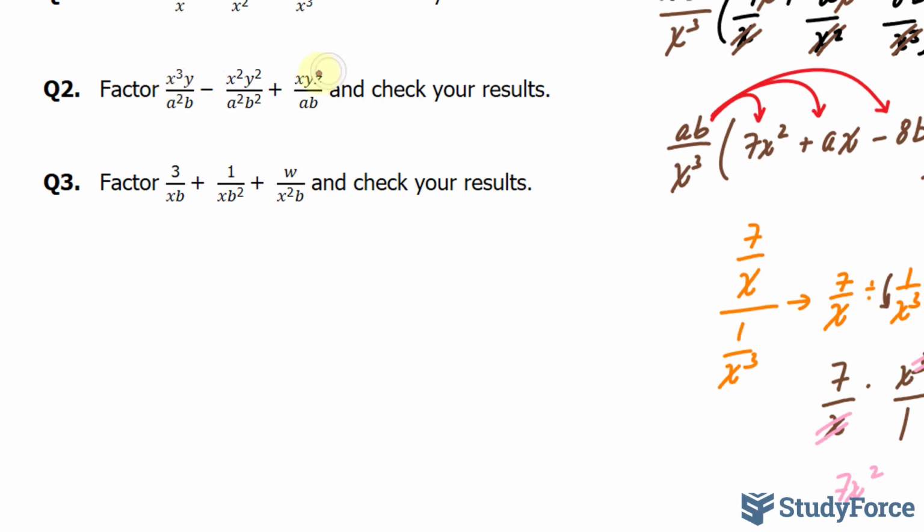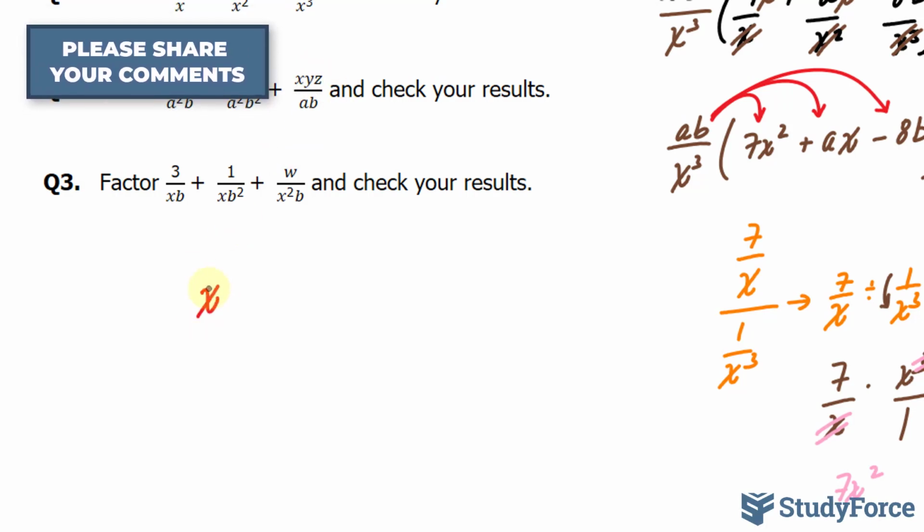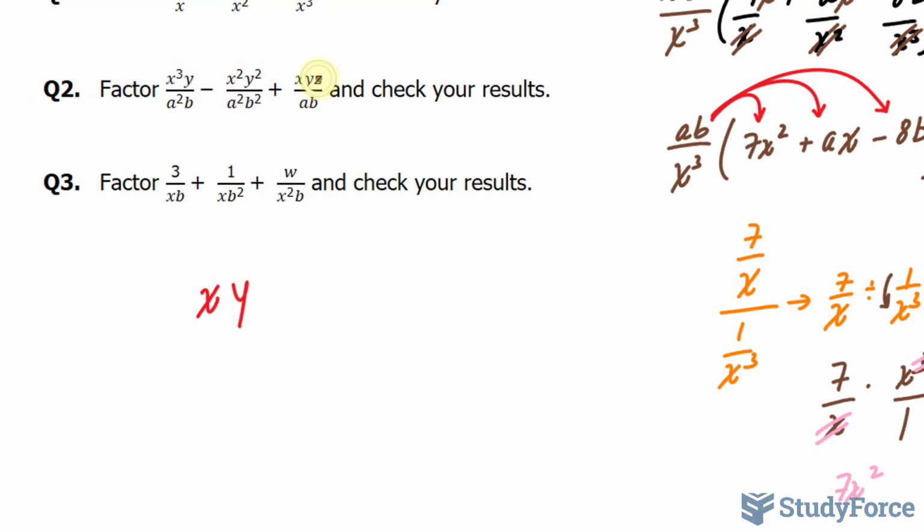We'll factor out the numerators, just like how you would normally common factor an expression. The smallest degree for the x's in all three is 1. For the y's, it's also 1. And z is only found in this term, not in the other two, so we can't factor out a z. At the bottom, the largest a is a squared, and the largest b is b squared.